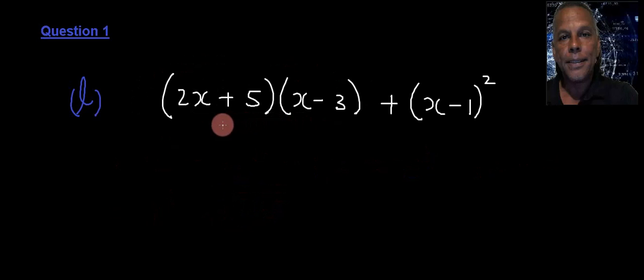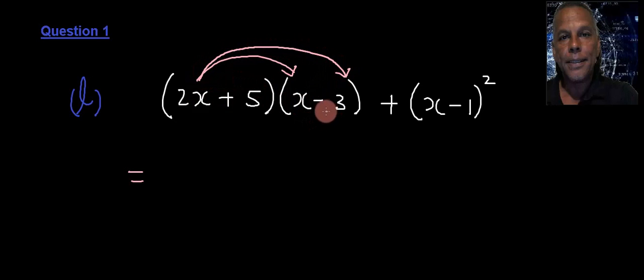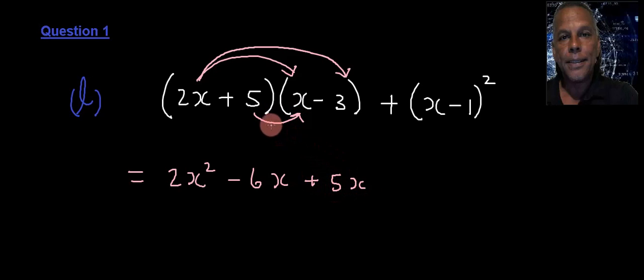We can use FOIL to multiply out these brackets. So we can multiply 2x by x, and then by negative 3. So 2x times x is 2x squared. 2x times negative 3 is negative 6x. Then positive 5 times x is positive 5x. And positive 5 times negative 3 is negative 15.